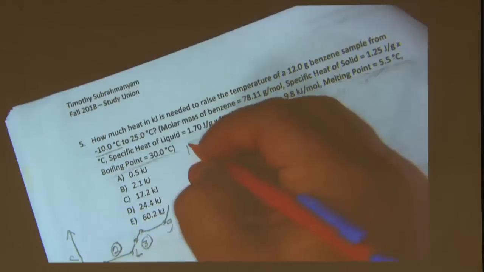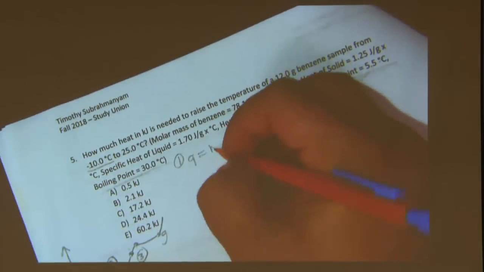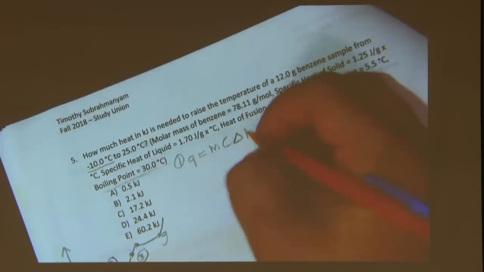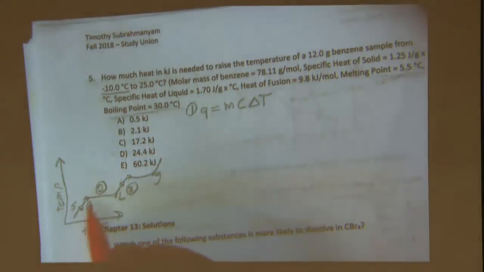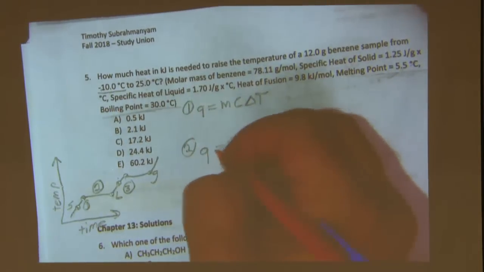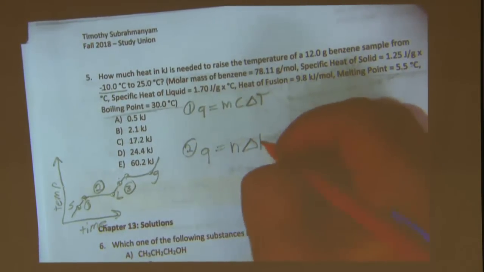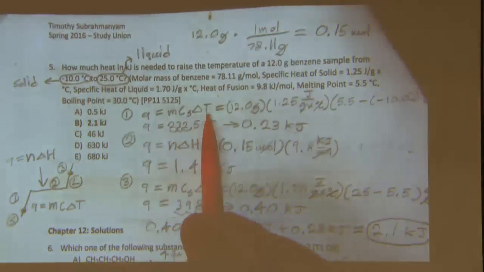Okay, and so for the first step here, I'm going to be using Q equals MCΔT, and that's because it's raising the temperature. If it was the phase change, it would be Q equals n times ΔH. I'm going to go ahead and show you guys what this looks like worked out, and I'm going to walk it over with you. So, here we have Q equals MCΔT.